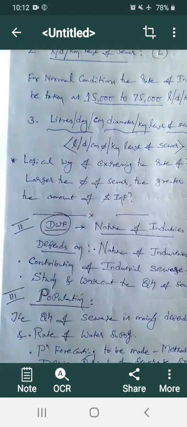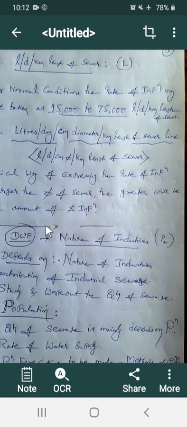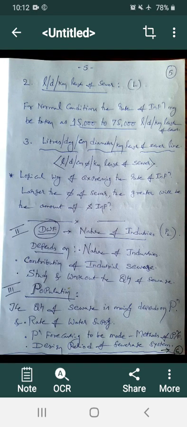Okay, the logical way of expressing the rate of infiltration: the larger the diameter of the sewer, the greater will be the amount of infiltration. You observe here, the meaning of this is, the larger the sewer diameter, the huge quantity of sewage is entering inside, because it will automatically enter through these joints.